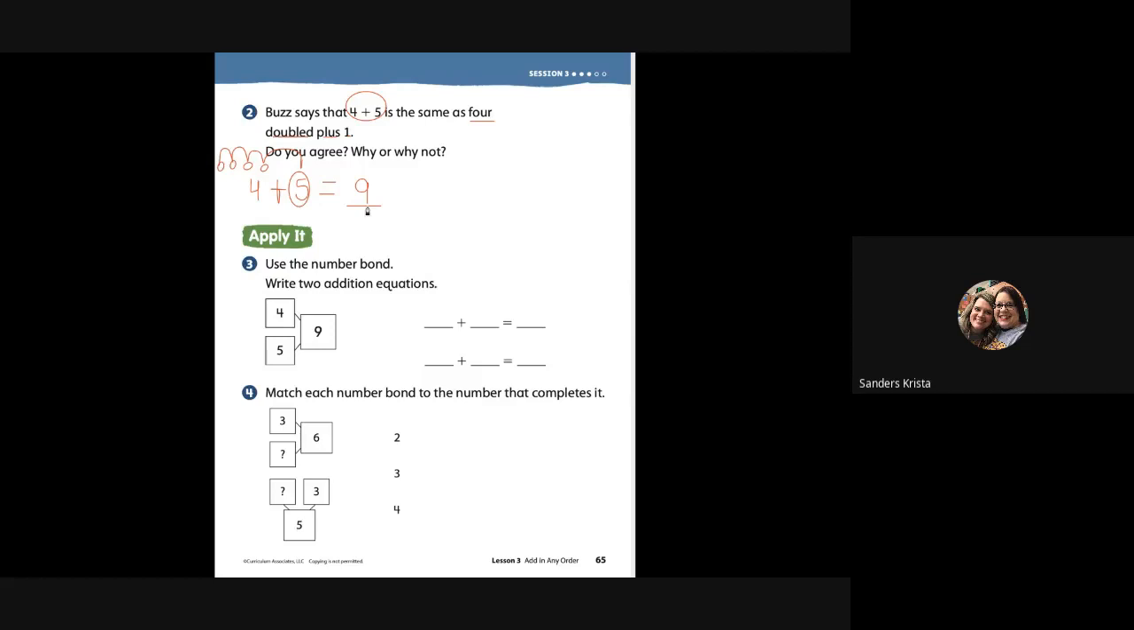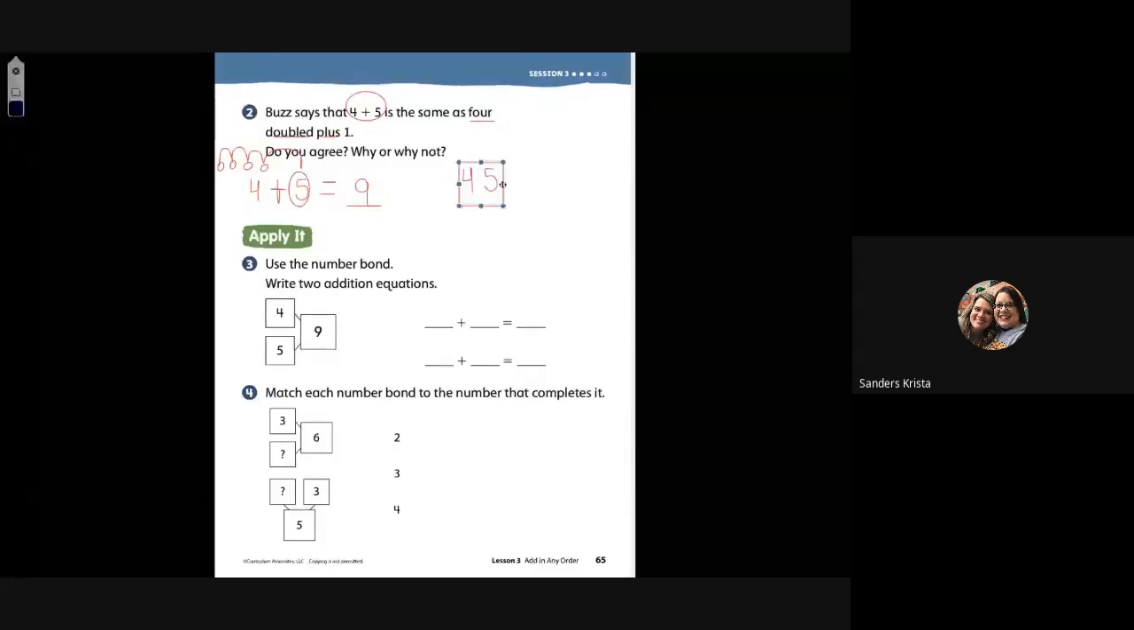Now, Buzz says that this equation, 4 plus 5, is the same as 4 doubled plus 1. What does that mean to have 4 doubled? Oh, double means the same, right? So I could do 4 plus 5? No. But look at that. 4 and 5 are right next to each other, right? And 4 and 5 are next to each other on the number line.